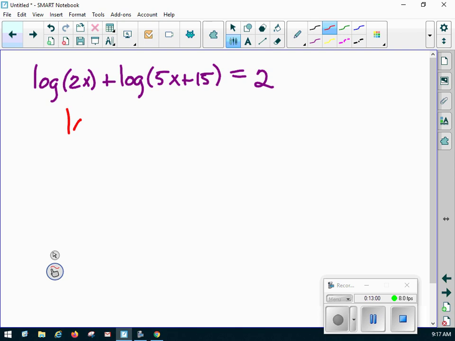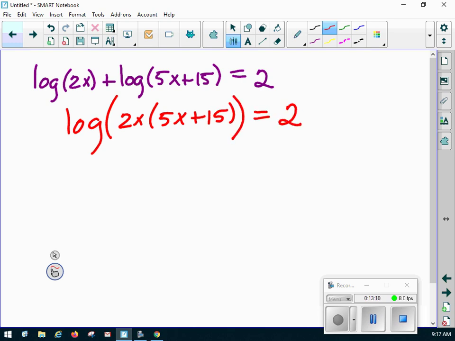So I'm going to write it like this. It's 2x times 5x plus 15. If you don't have to do that step, that's fine. All we're going to do is multiply this times this. And notice, how many times do I see the word log? 1. This is log of, and what's this? Plus 3.